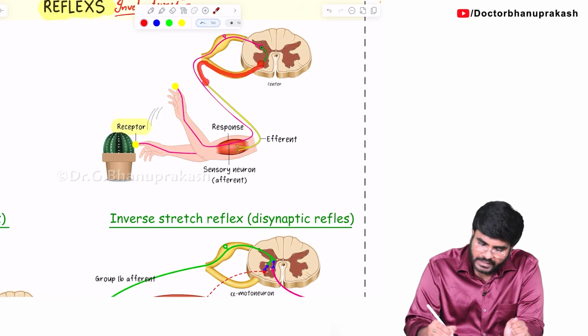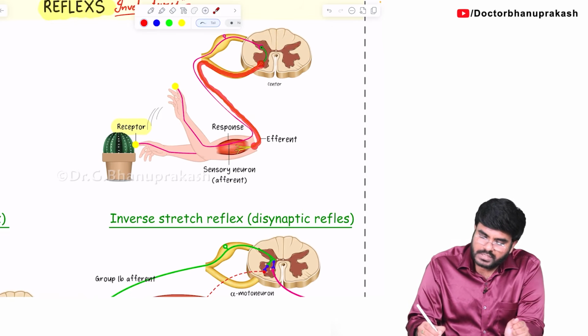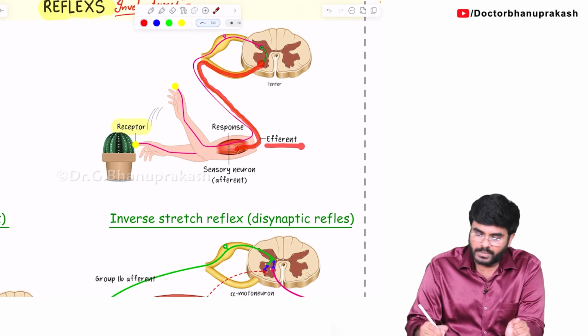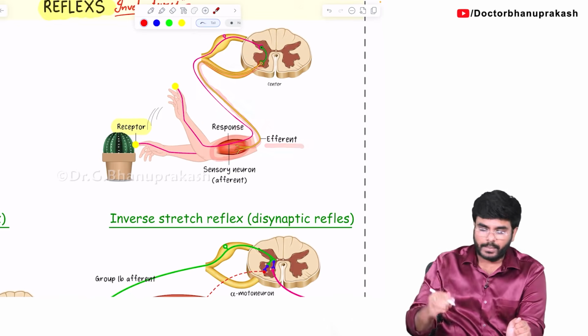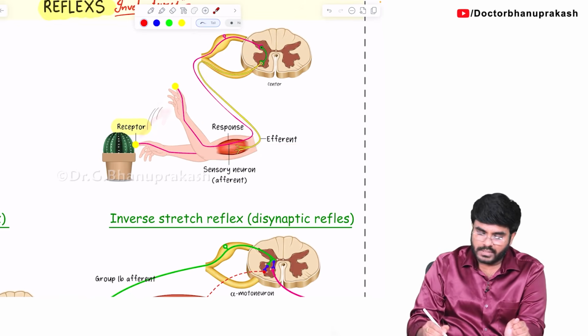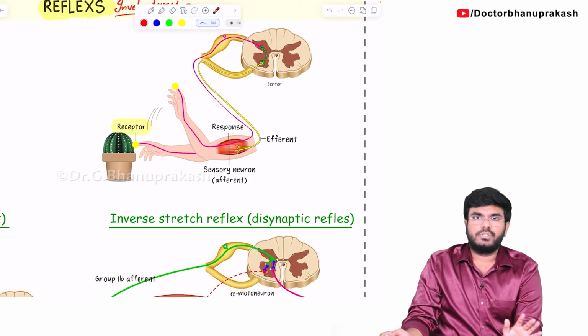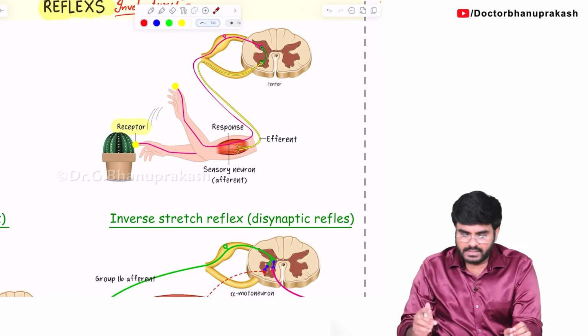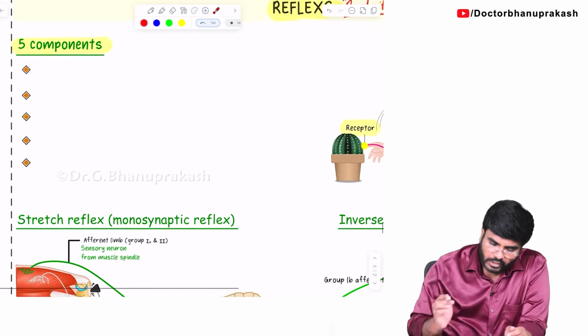See, this yellow color neuron is the efferent or motor neuron. What will these motor neurons do? Motor neurons are going to cause a muscle contraction. When the muscle is contracted, you will take your hand back. That is going to be the response. Understood? So now tell me, how many components are there in the reflex? There are 5 different components. What are they?